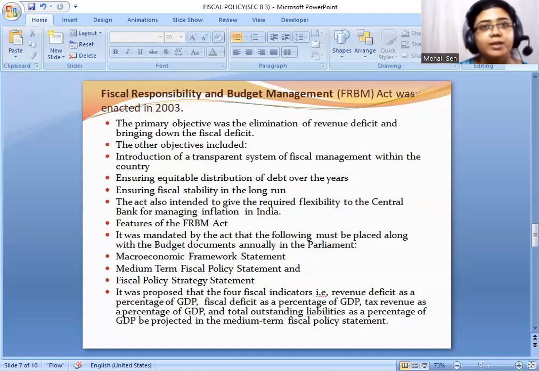Next we go through the meaning of fiscal federalism. Fiscal federalism is the distribution of resources among the union territories and states. As per the Indian Constitution, there are 7 schedules. There are 3 lists where the taxes are distributed: the union list, the state list, and the concurrent list. Fiscal federalism is the distribution of taxes between the center and the states. It is also mentioned in the 7th Schedule of the Indian Constitution.